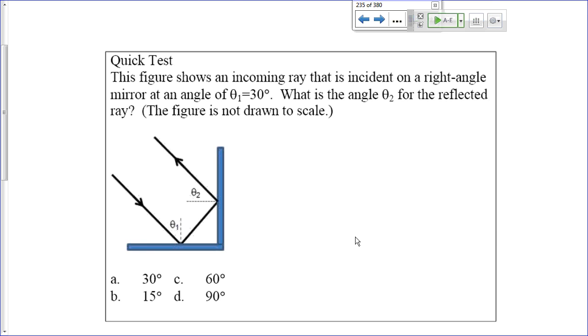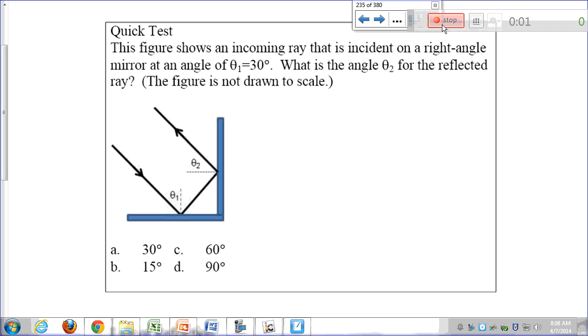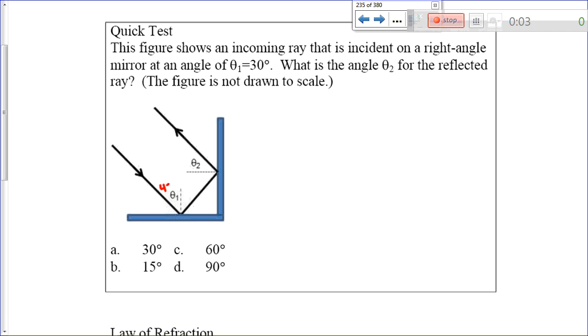Alright, let's try this one. Now be clear that this is not drawn to scale. So the way it looks, this looks like 45 degrees, but it's not 45 degrees. It's actually 30 degrees. But I want to know now, what is theta 2? And this goes back to our law of reflection.